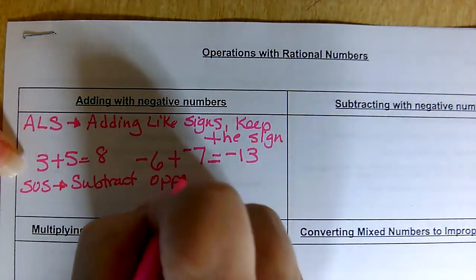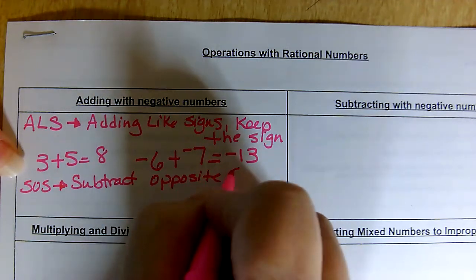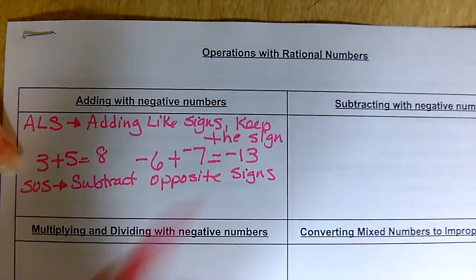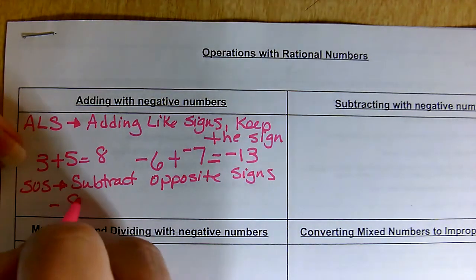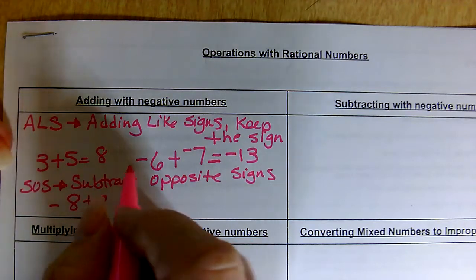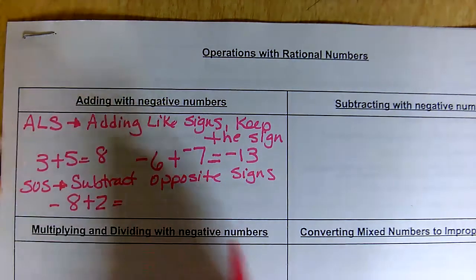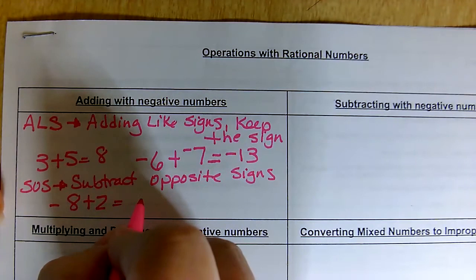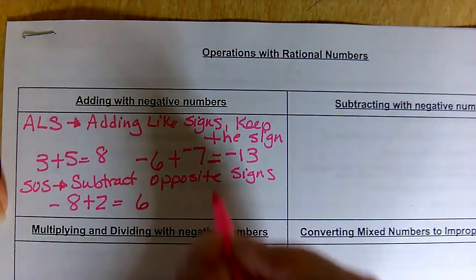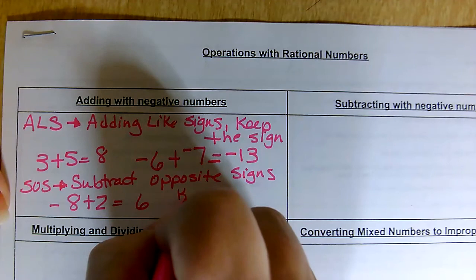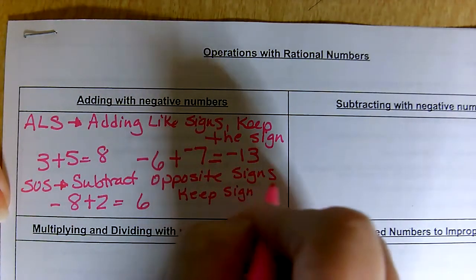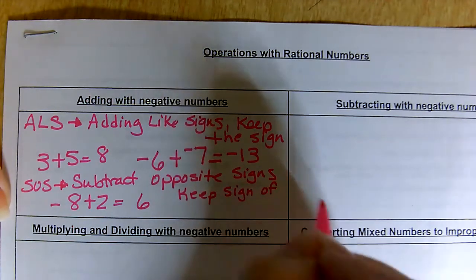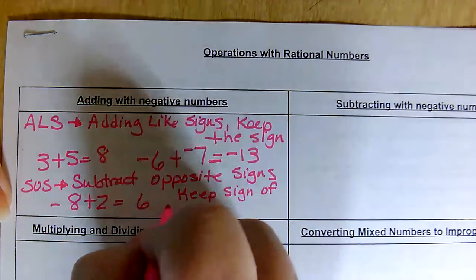Subtract. Opposite signs. Negative 8 plus 2 equals, and they're opposite signs, so it would be 8 minus 2, which is 6. And then you keep the sign of the larger number, or the one that has the largest absolute value. And remember, absolute value is how far a number is from 0. Negative 8 is further away from 0 than 2.